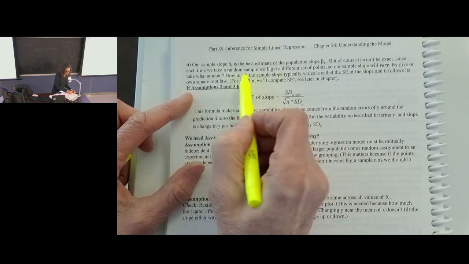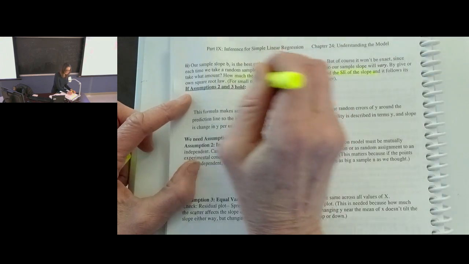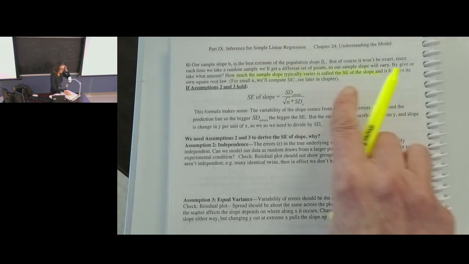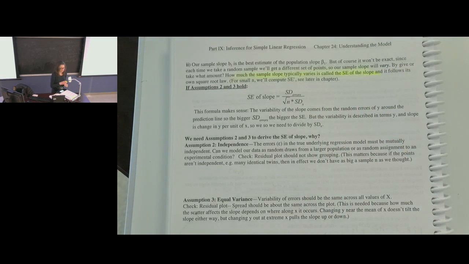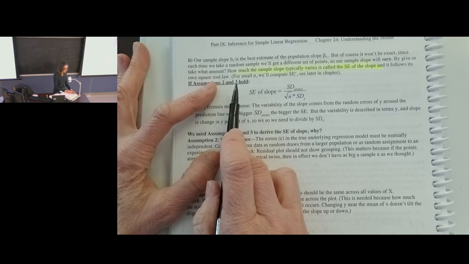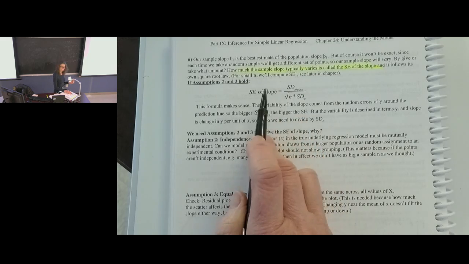How much the sample slope typically varies is called the standard error of the slope, because now we're talking about random variables that change, numbers generated by a chance process. So we're talking about standard errors instead of standard deviations like we did before. And again, it's going to follow its own square root law. The bigger the sample size, the smaller our error is going to be, by the square root of n. And for small n, we're going to have to do SE plus, right?